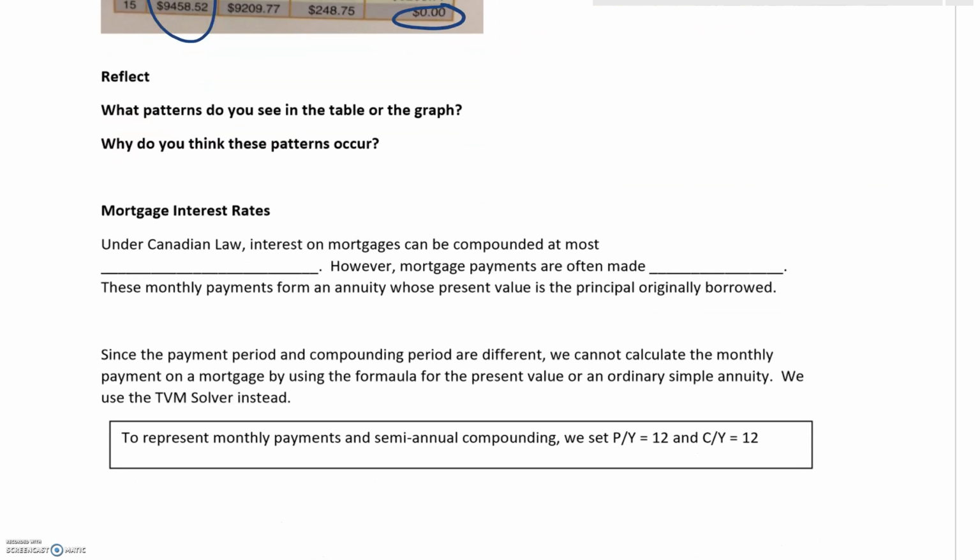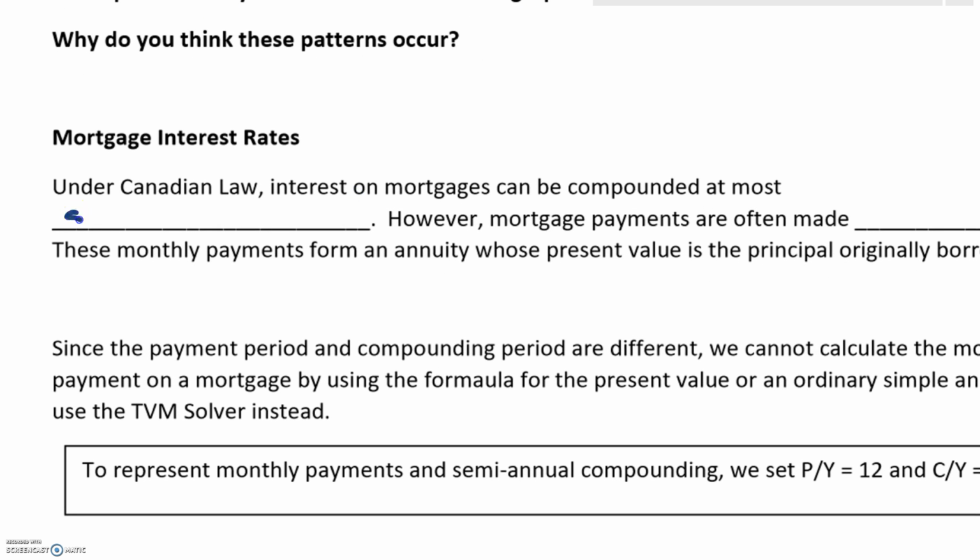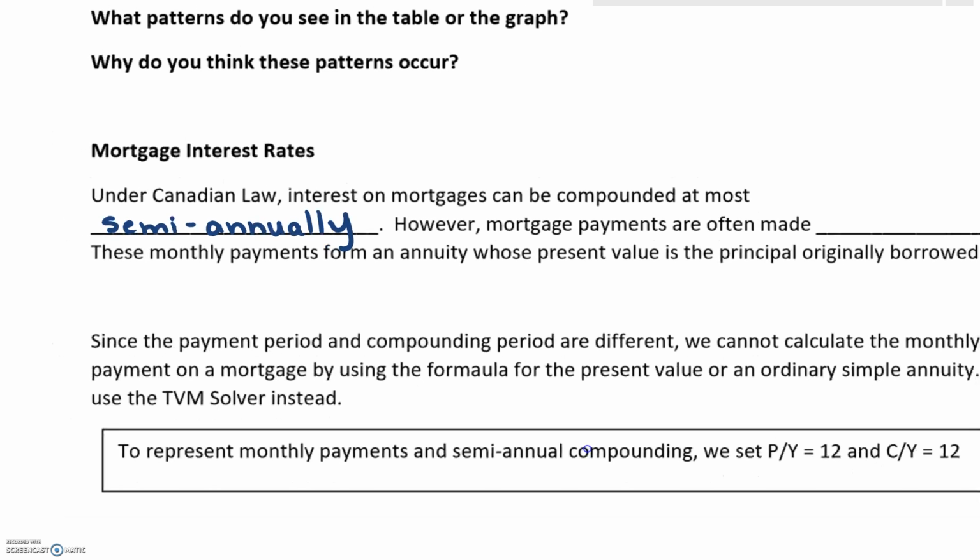Mortgage interest rates. Under Canadian law, interest on mortgages can be compounded at most semi-annually. So we'll fill in that little part. This is the law. Banks are not allowed to have any other compounding period for interest on mortgages other than semi-annually.